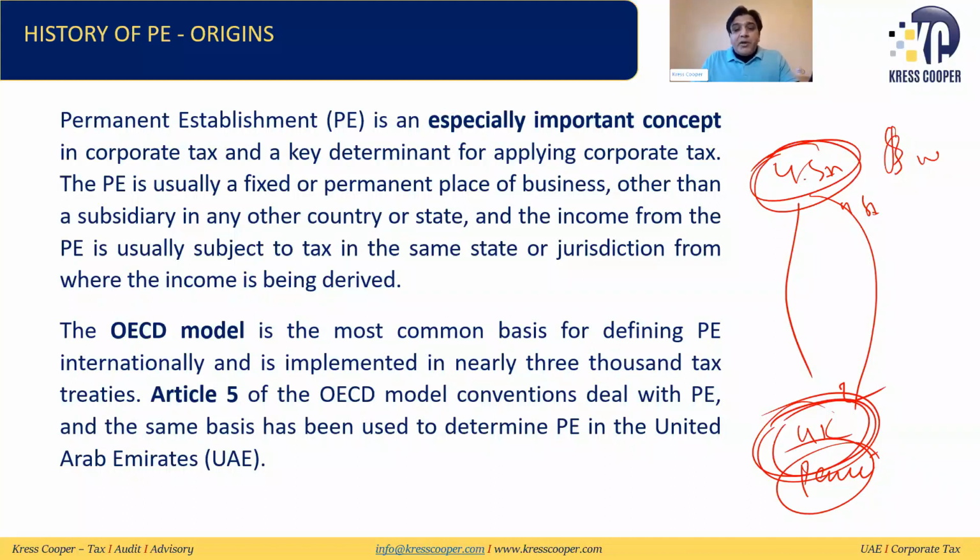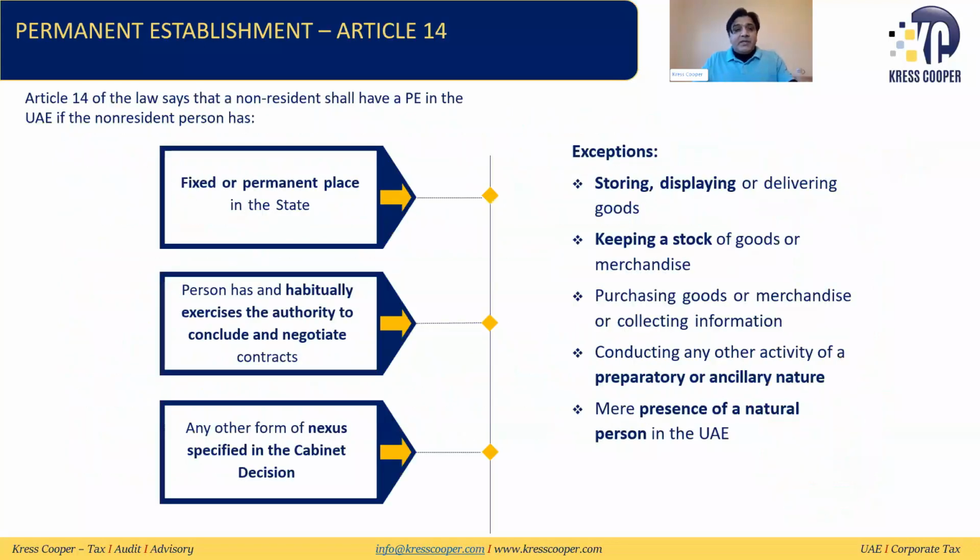So the OECD model is the common basis for defining PE internationally and is implemented in nearly 3,000 tax treaties. Article 5 of the OECD Model Convention deals with the permanent establishment, and it is used to determine the PE in the United Arab Emirates as well. So permanent establishment has been given in Article 14 of the UAE Corporate Tax Law. They said basically that this permanent establishment can be established due to three reasons.